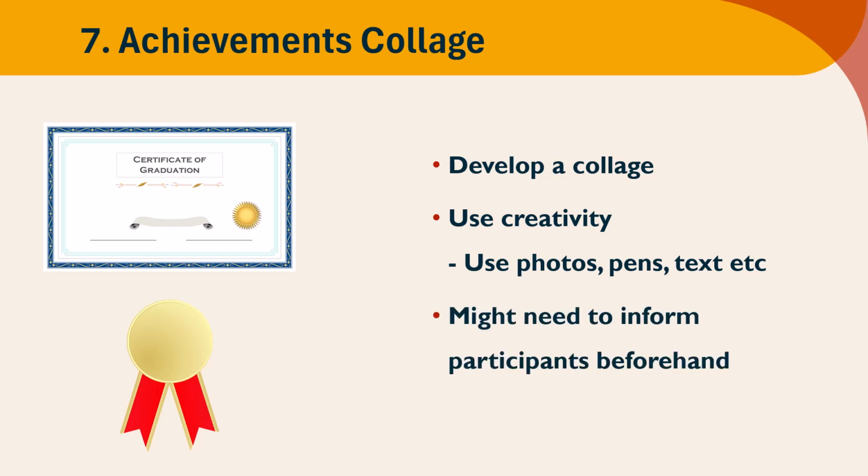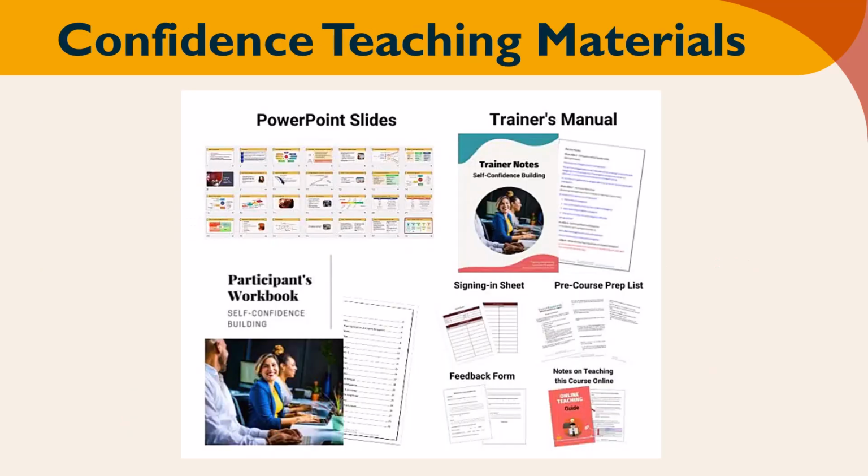So yeah, as I say, you might need to inform the participants beforehand because they might need to bring things that they can use on their collage. I would suggest giving each participant a large piece of paper, and they're going to use that to draw or signify, write things, and to come up with this collage and detail their life achievements or their work achievements. Well, okay, that's 7 activities.